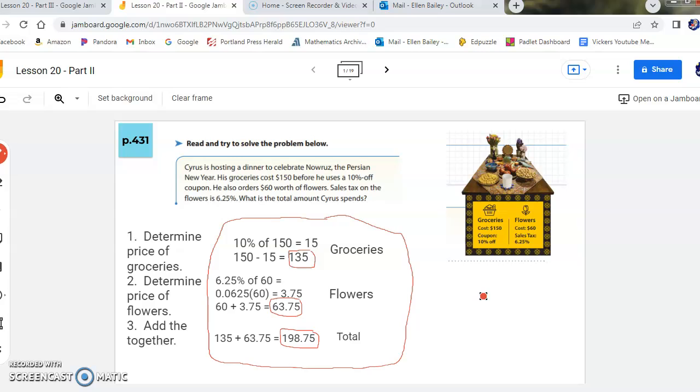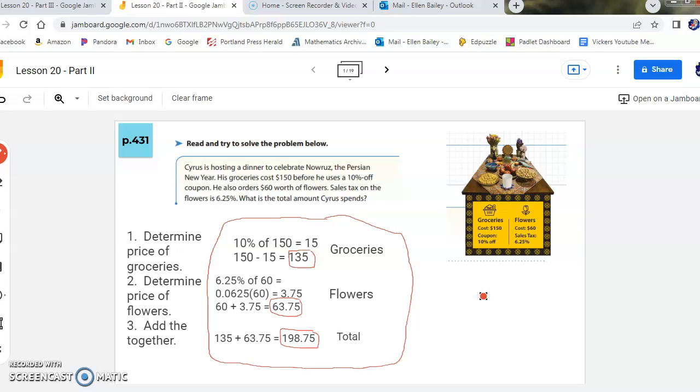Okay, so it says Cyrus is hosting a dinner to celebrate Nowruz, the Persian New Year. His groceries cost $150 before he uses a 10% off coupon. He also orders $60 worth of flowers. Sales tax on the flowers is 6.25%. What is the total amount Cyrus spends?